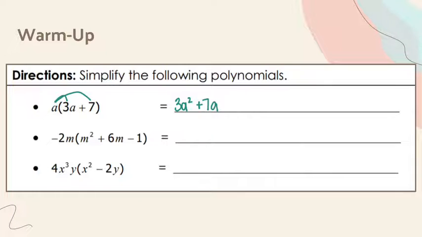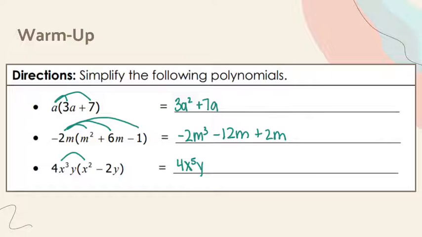On the next one, if we multiply negative 2m times m squared, we get negative 2m to the third. Negative 2m times 6m is negative 12m. And negative 2m times negative 1 is plus 2m. The third one, 4x cubed y times x squared is 4x to the fifth y. 4x cubed y times negative 2y is negative 8x cubed y squared.